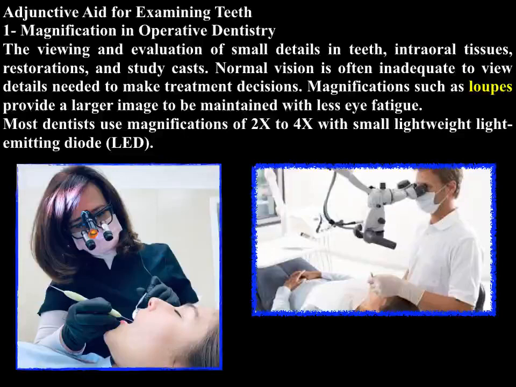Normal vision is often inadequate to view the detail needed to make treatment decisions, and magnification such as loupes should be used to provide a larger image while maintaining less eye fatigue. Most dentists use magnification of 2x to 4x with a small lightweight light-emitting diode. For a good diagnosis, we use a loupe for good magnification, because the eye without loupes may become fatigued and can't diagnose a small defect.